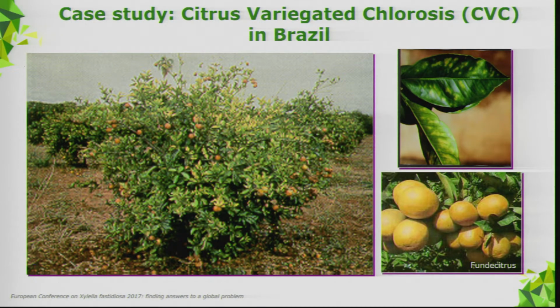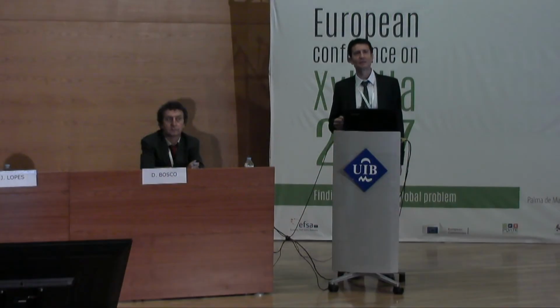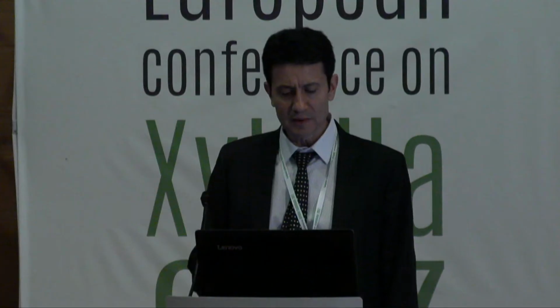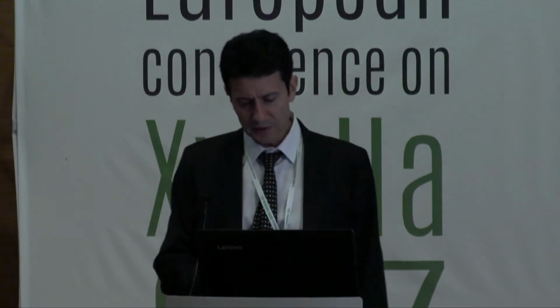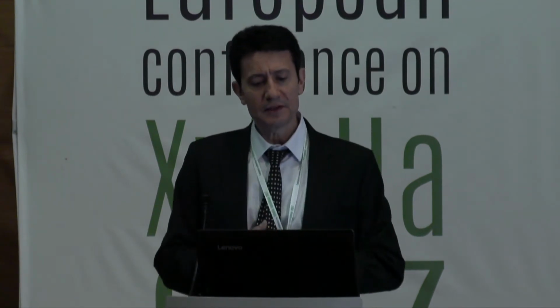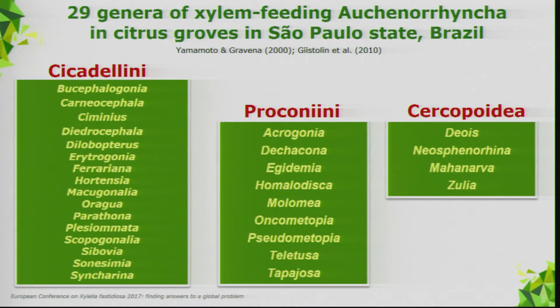So citrus variegated chlorosis in Brazil and also Pierce's disease in grape are examples of a complex situation in terms of vectors. You have many vector species, and it's important to understand the epidemiological role of particular species. So when the disease appeared in Brazil, the first step to search for vectors was to understand the community, to characterize the community of xylem-feeders.